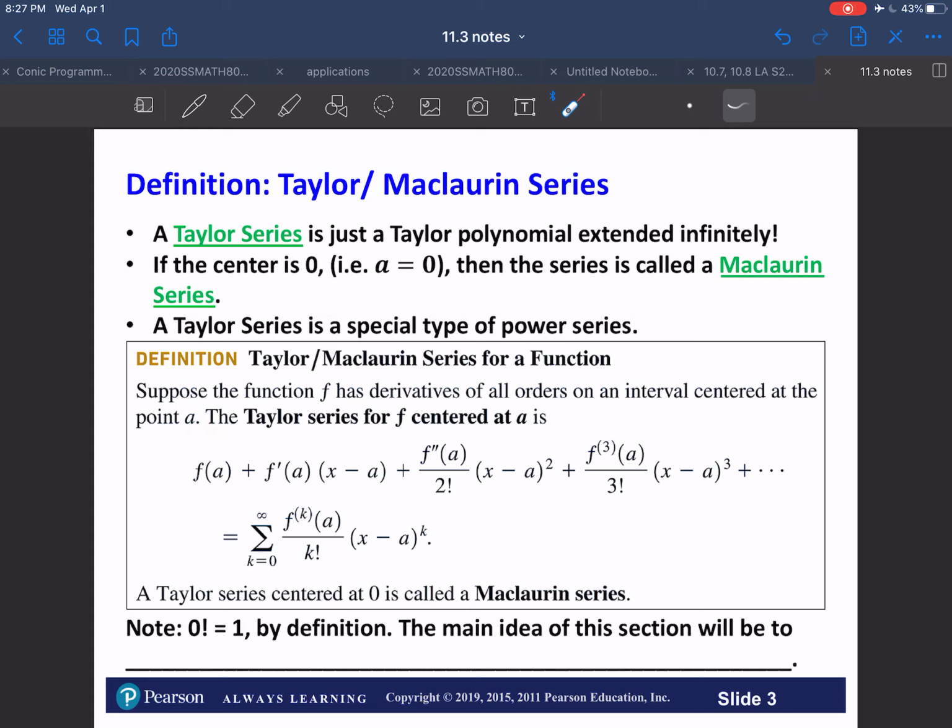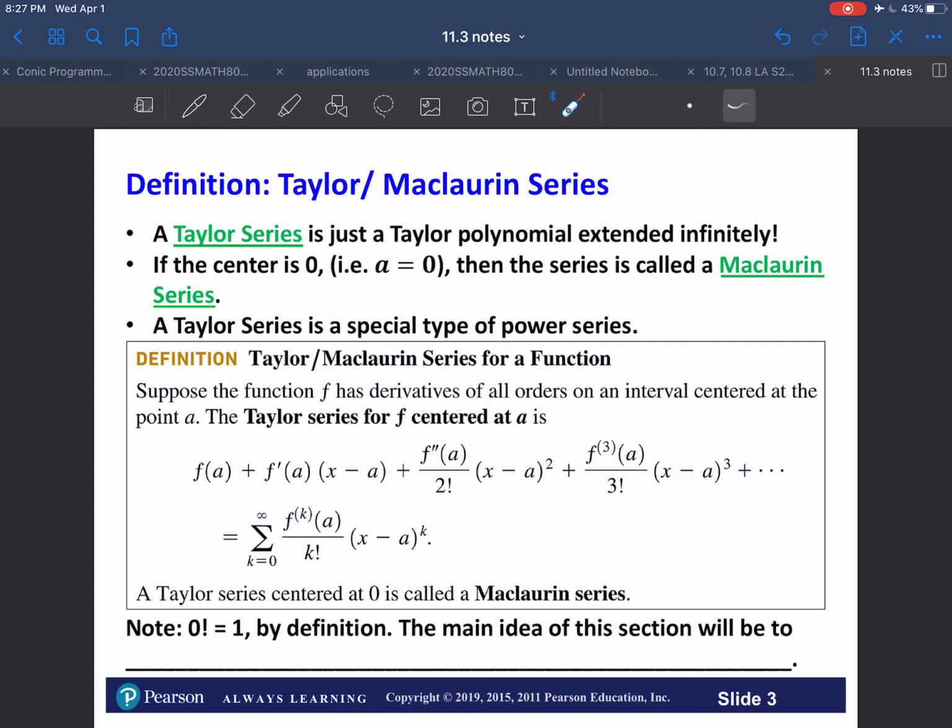The Taylor series for f centered at a is, of course, just f of a plus f prime of a times x minus a, plus f double prime of a divided by 2 factorial times x minus a squared, and this continues on infinitely. And as you can see here, this is the way that it's written in summation notation, with an infinity as the top bound for that sum.